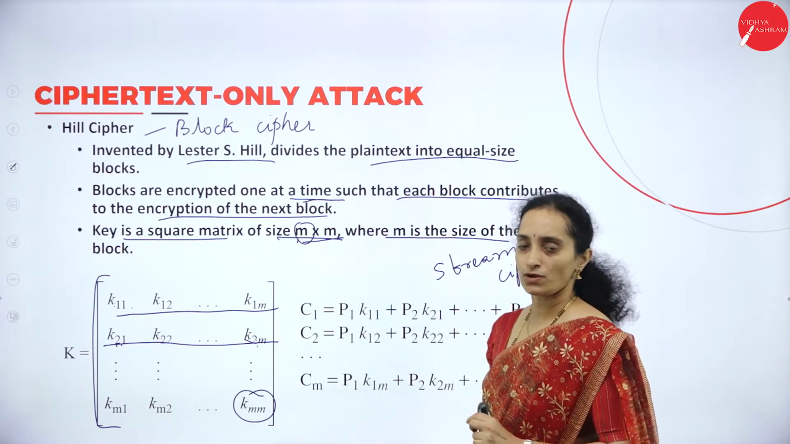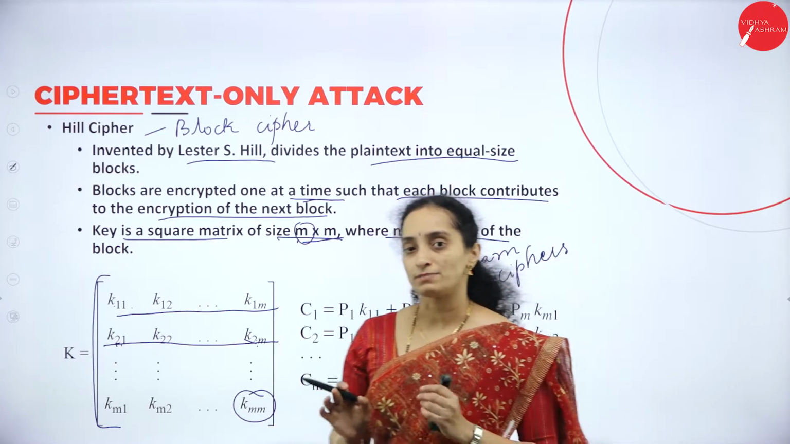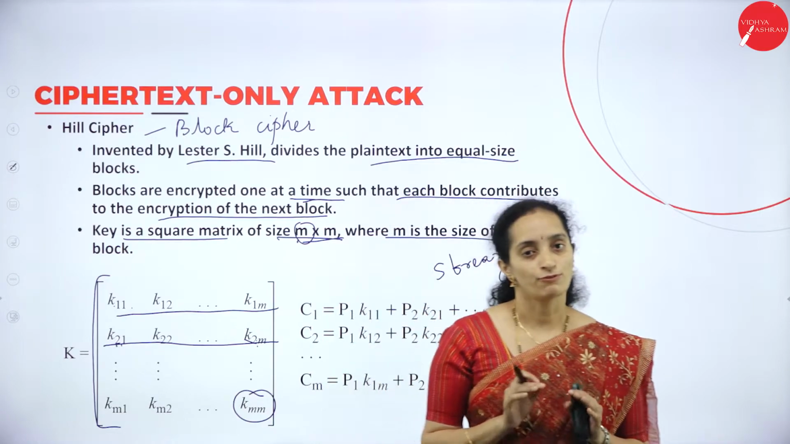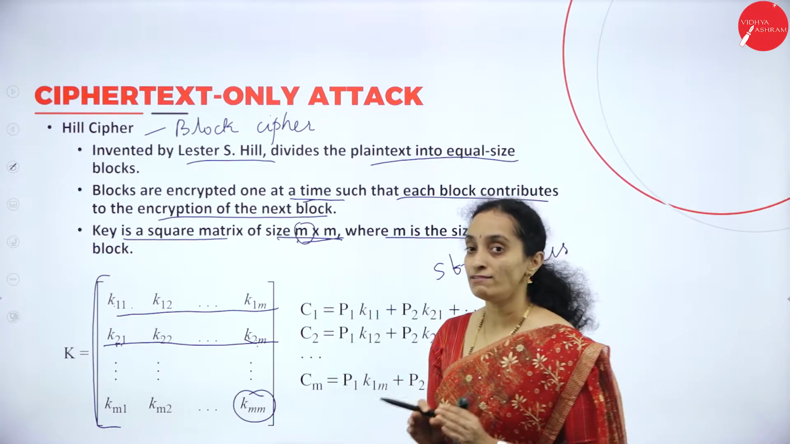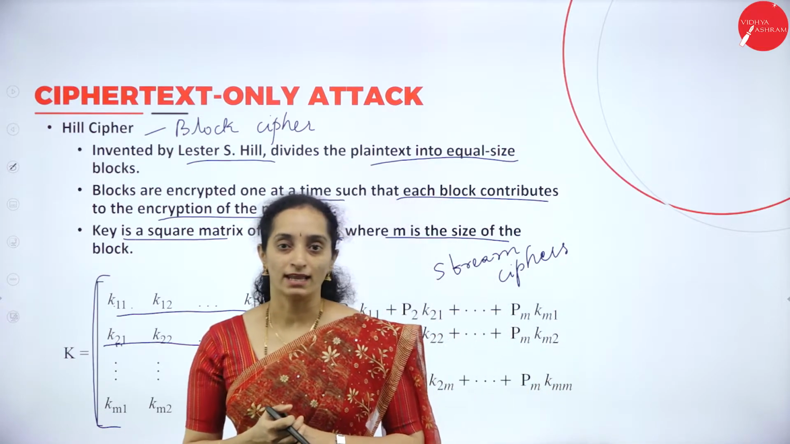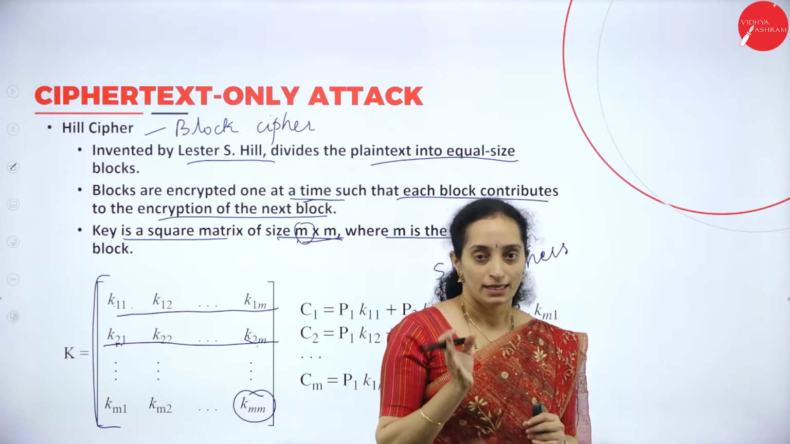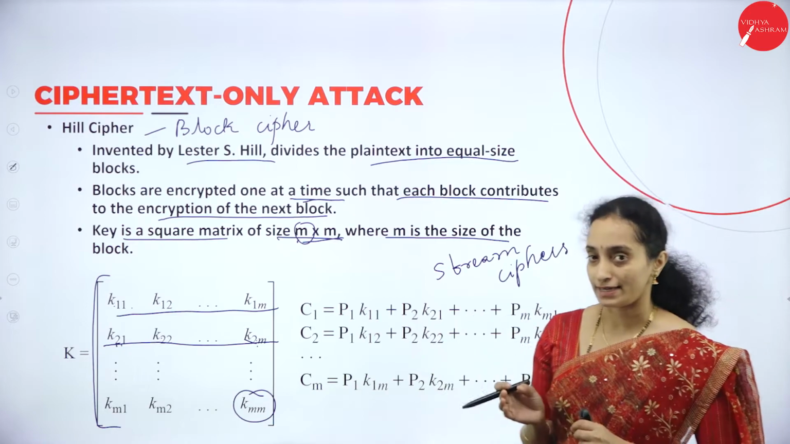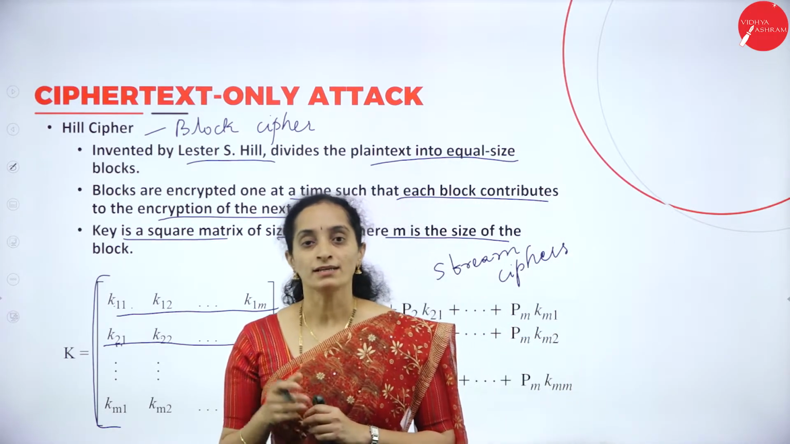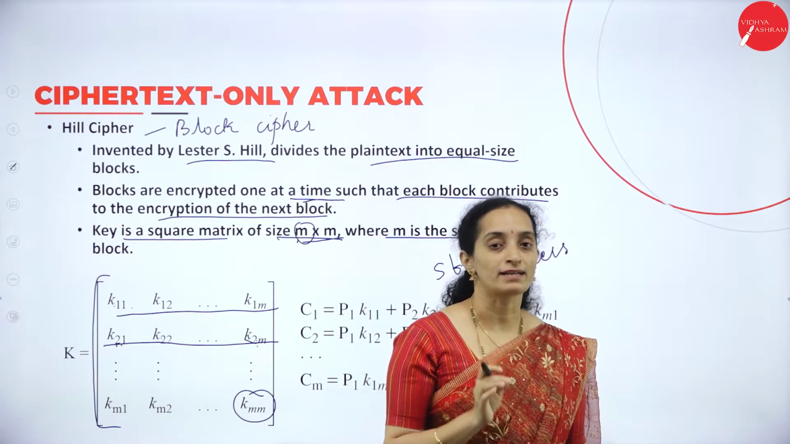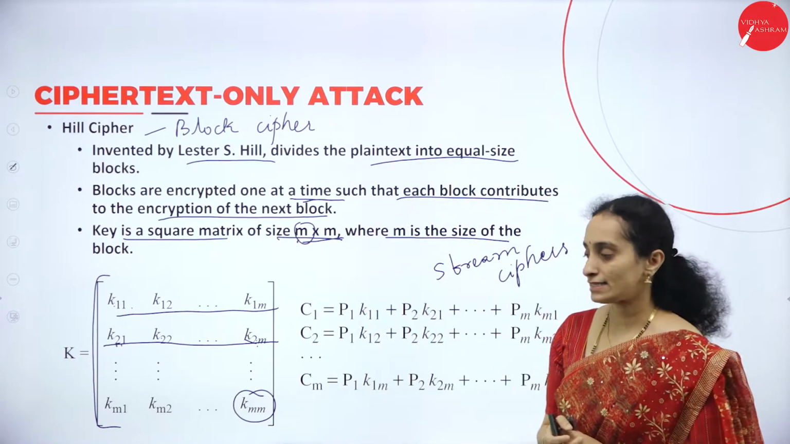You can take any random set of keys for the matrix, but in Hill cipher you need to have the multiplicative inverse, because in the matrix you'll be doing the addition as well as multiplication. So for the better thing, you need to have the multiplicative inverse in a Hill cipher.